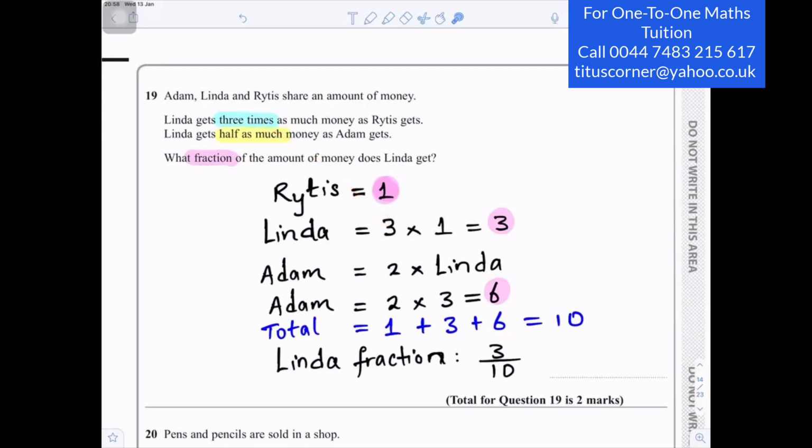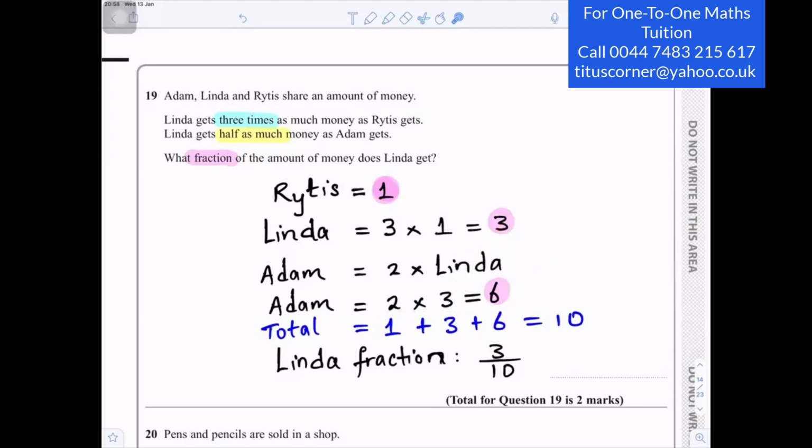So let's say Righties gets £1. So Linda will get 3 times that £1, which will be £3. But what does Adam get? It tells us that Linda gets half as much as Adam. So whatever Linda gets, we double it. That is what Adam will get. So if Linda gets £3, we double it. That means Adam will get 6.